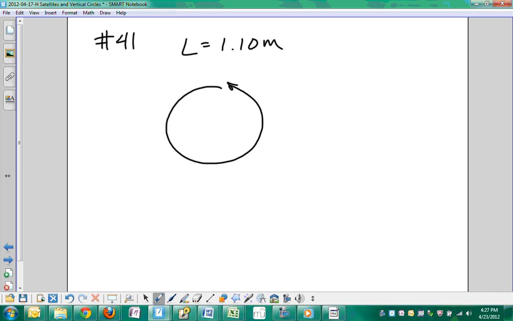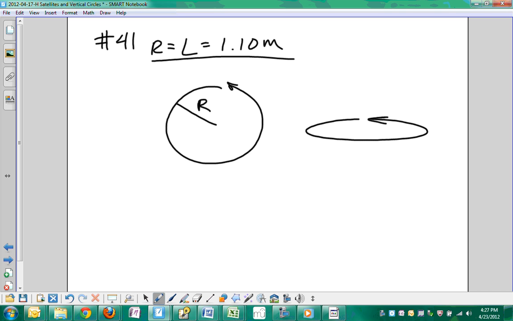The radius, of course, is L, so R is equal to the length of the string, 1.10 meters. And in the second case, it's whirled around in a nearly horizontal circle at the same speed. In each case, it's whirled around.